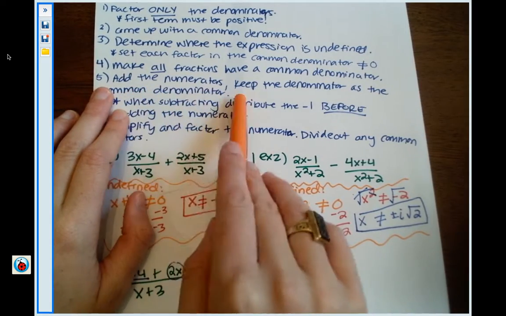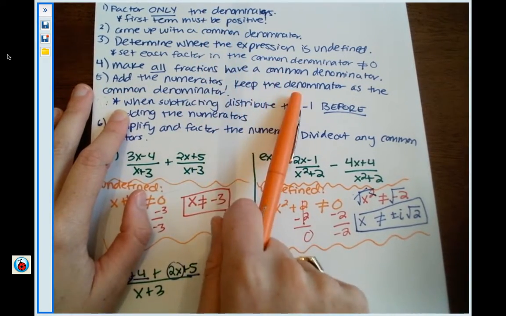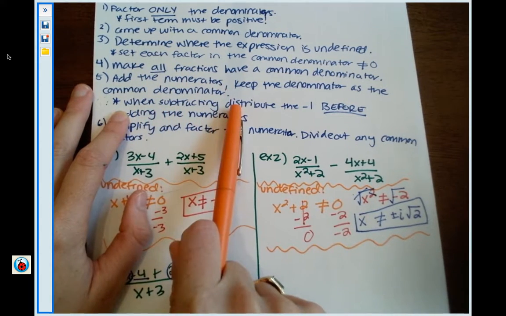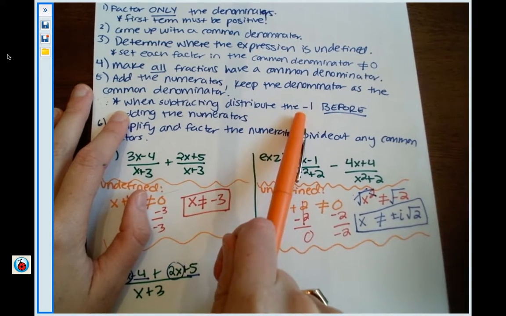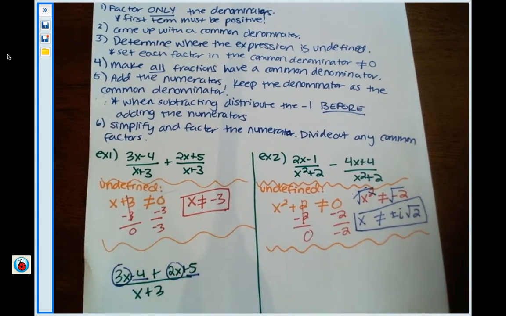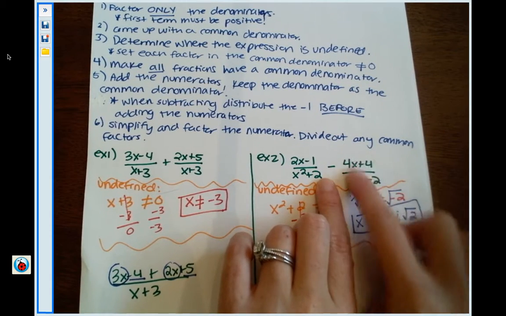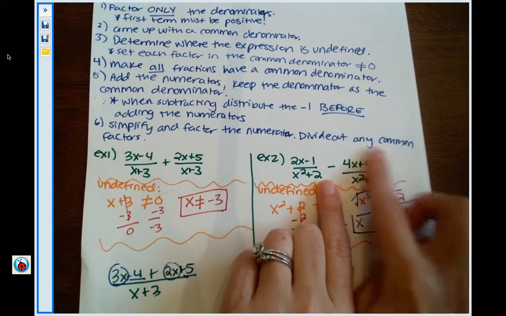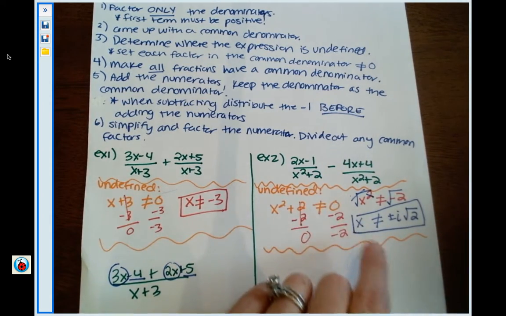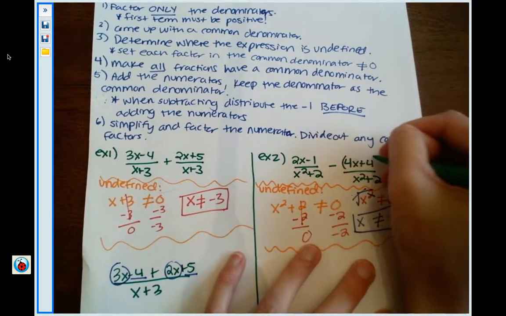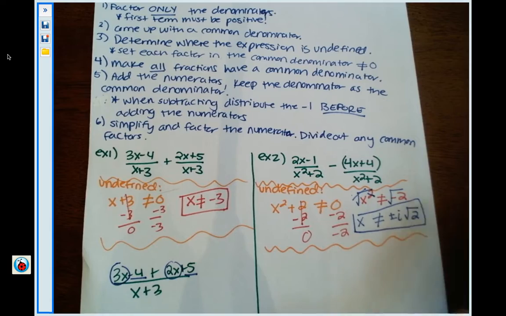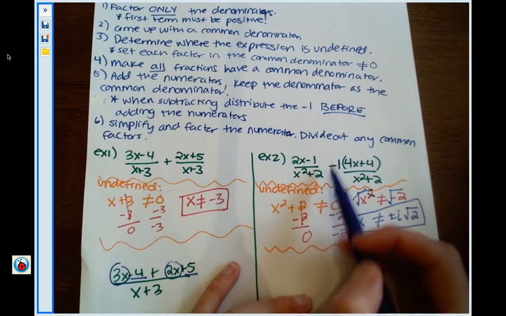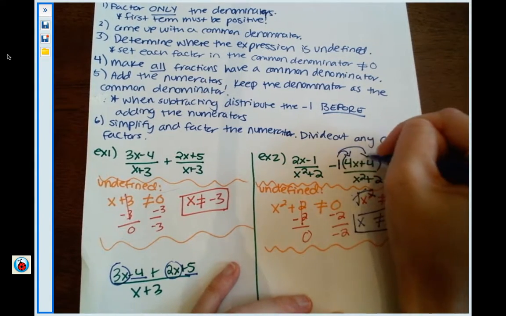Okay, then it says to add the numerators, but keep the denominators as the common denominator. Also something to keep in mind: when subtracting, distribute a -1 before adding the numerators. Okay, so this is subtracting the entire fraction, not just the 4x. This isn't minus 4x. This is minus the entire fraction. So what I'm going to do is put a parenthesis around my numerator because remember, you guys, in front of this there is secretly a -1. So before I combine these, I need to distribute the -1 to both of these terms.